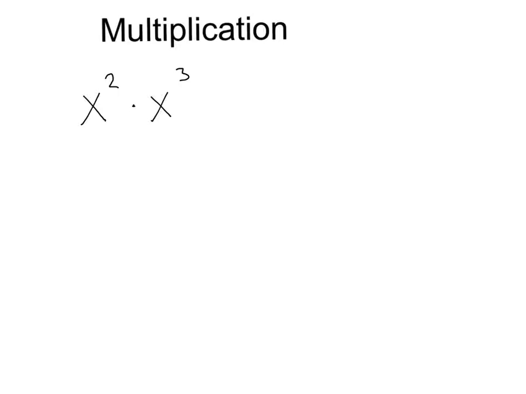Now if we wanted to rewrite this, we could rewrite x squared as x times x, and we could rewrite this x cubed as x times x times x. And in total here we'd have 1, 2, 3, 4, 5 x's. So if we multiplied that out, our answer would be x to the fifth.